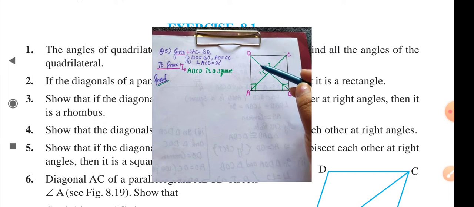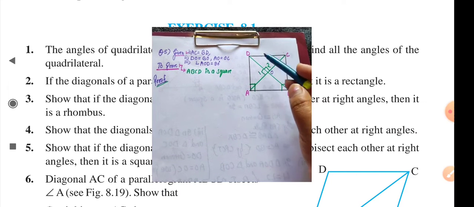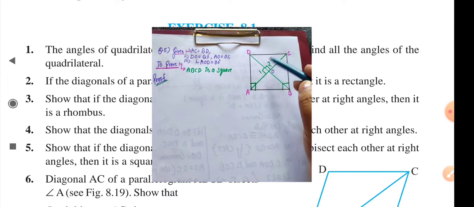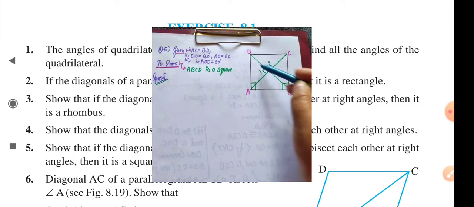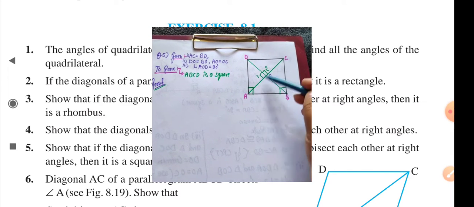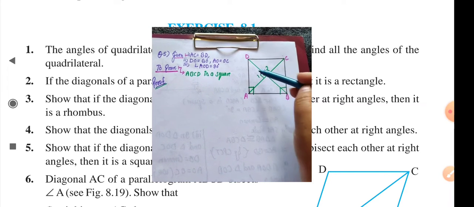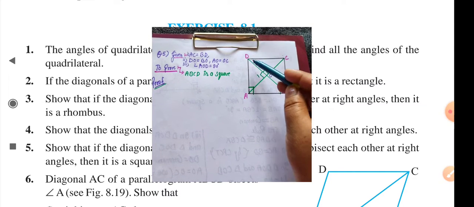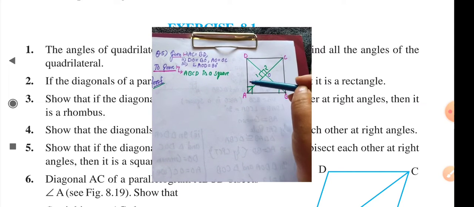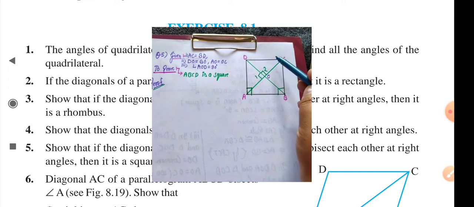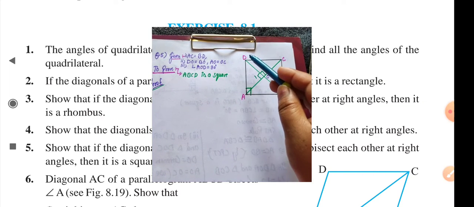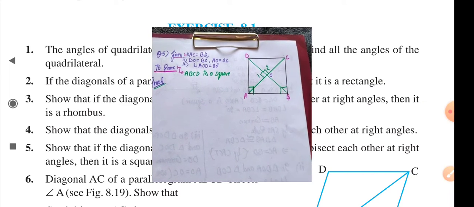For that, first we will take any two adjacent triangles. We can take AOD and DOC. In these two triangles, if you see carefully, OD is common, OA is equal to OC, and angle 1 is equal to angle 2, both 90 degrees, as given in the question. So from SAS congruency, both the triangles will be congruent. So by CPCT, AD equals DC. Similarly, DC equals CB, CB equals BA, and BA equals DA. Hence, all these sides will be equal.